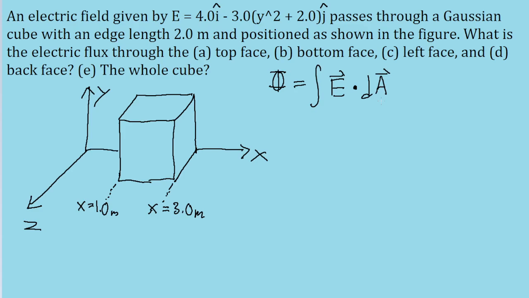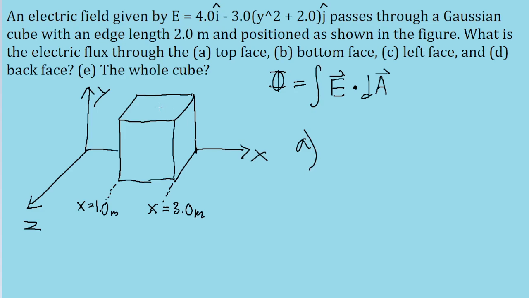If the electric field is uniform, then we can often simplify this expression into something much simpler, a more E times A thing. But in this problem, unfortunately, we do not have that luxury, because the electric field strength is given to us with different components, and it varies with position, with this y squared term here. So for this problem, we're going to want to actually dot the electric field with the different area vectors, and then integrate it. So let's get to it, starting with part A of the problem, which is the top face.